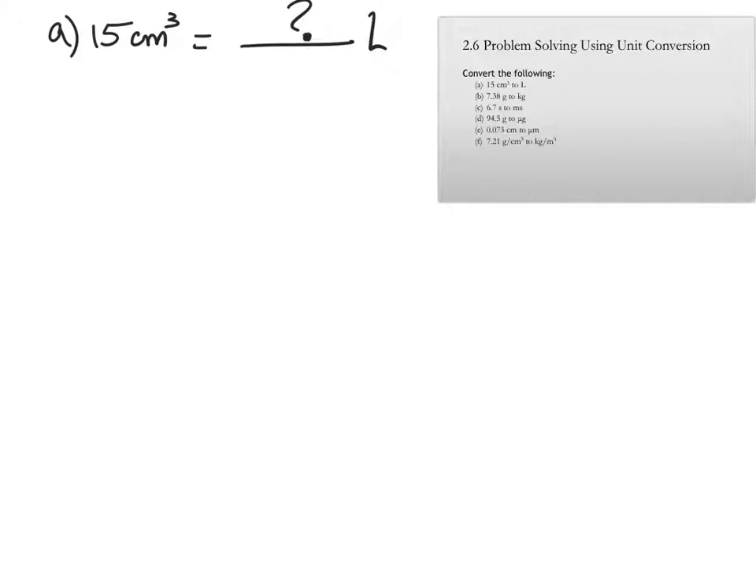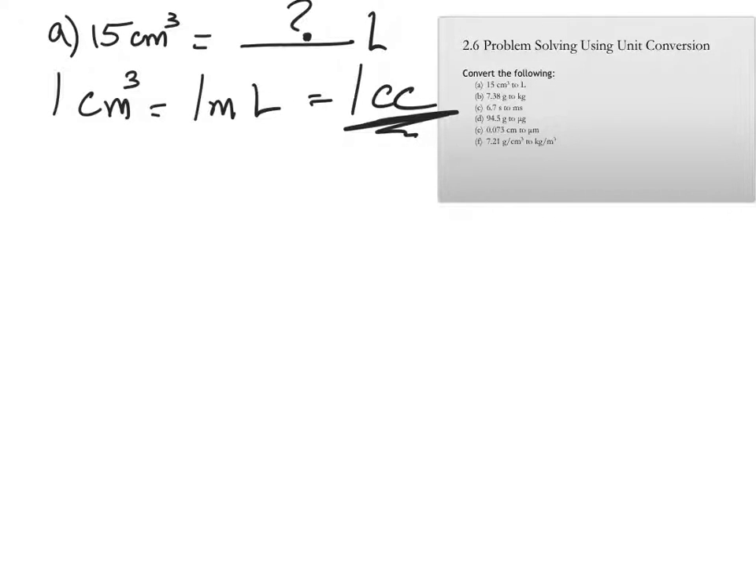Alright, so the first problem here is 15 cubic centimeters, and we're supposed to convert that to liters. So we need to know all the appropriate conversion factors first. Cubic centimeters, you may not know this, but 1 cubic centimeter is equal to 1 milliliter. It's also equal to 1 cc, which is short for cubic centimeters.